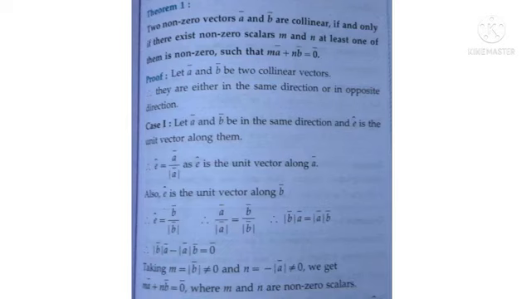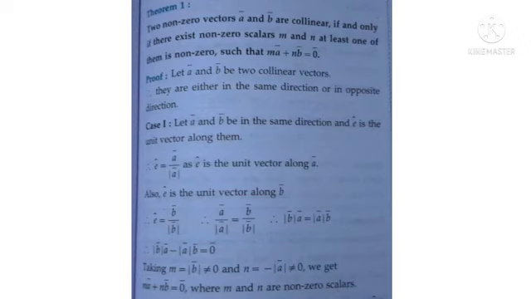Let a bar and b bar be two collinear vectors. Therefore, they are either in the same direction or in the opposite direction. Collinear means they are in the same direction or they may be in the opposite direction. Okay, first we see when they are in the same direction.